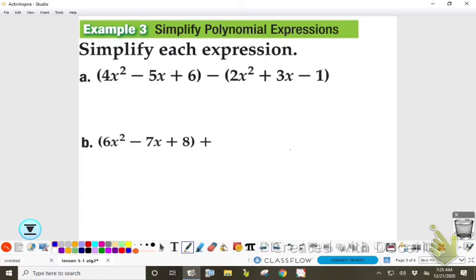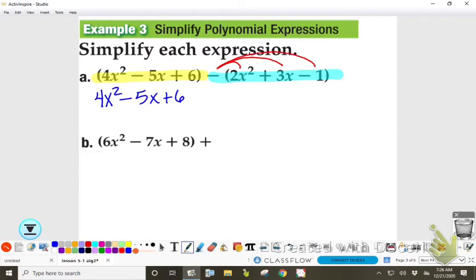So when you see parentheses, you always want to look to see if there's anything you need to distribute. In this first set of parentheses, when I highlight it there, you'll notice there's nothing in front of it, so technically I can just drop the parentheses. But the second set of parentheses, I do have something I need to distribute. I need to distribute that negative.